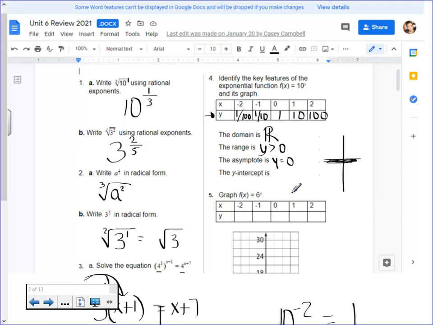Y-intercept. When x is 0, what is y? That's right on your graph. When x is 0, what was y? So we would just write that ordered pair down. And those are the answers for that one.